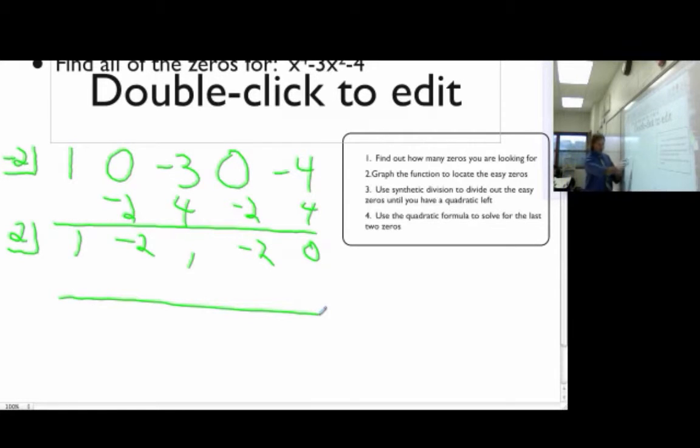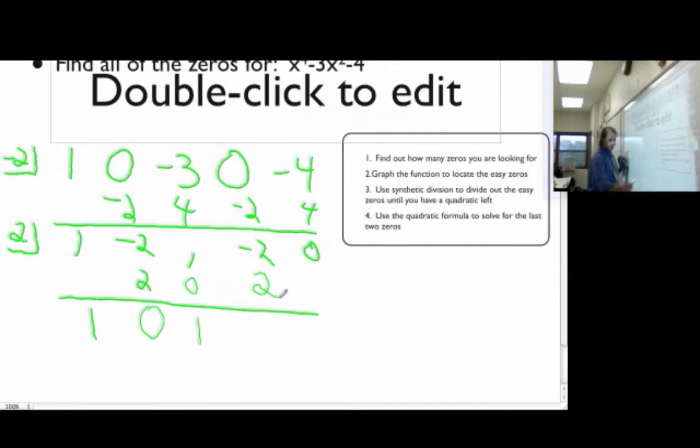Divide out the next one. Bring down the first number. Multiply, add them up. Did I goof? Yes. What is that mark in between the -2? It's a 1. Bring down the first number. Multiply, add them up. Multiply, add them up.